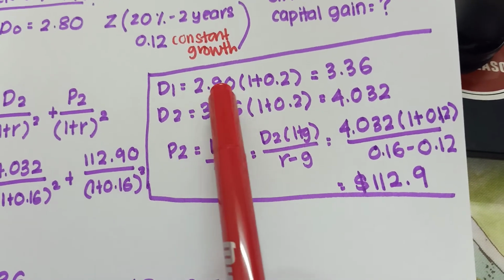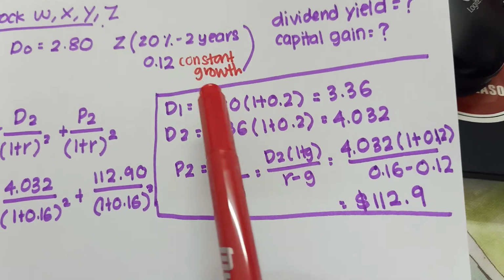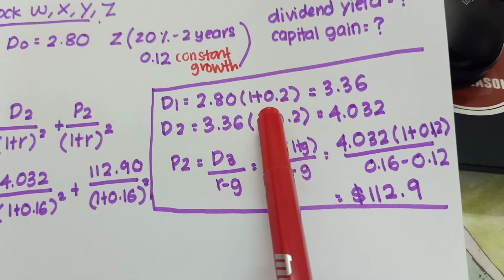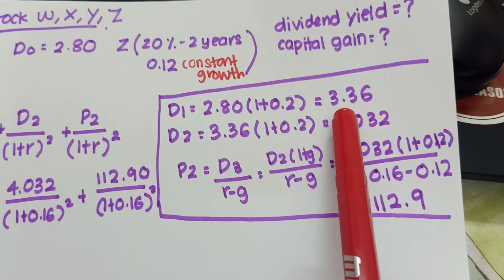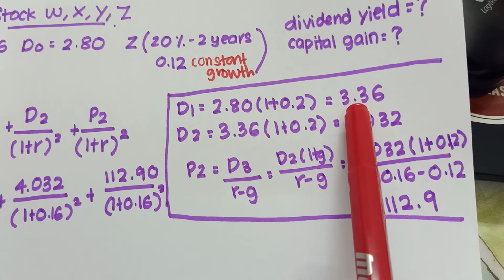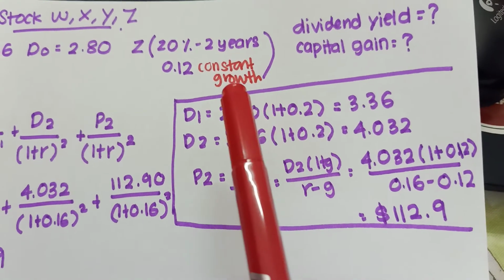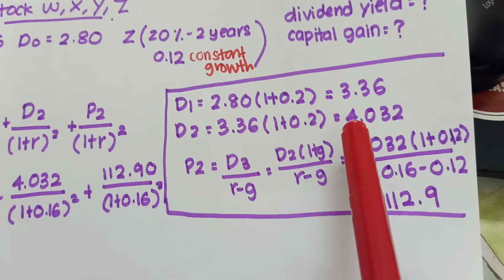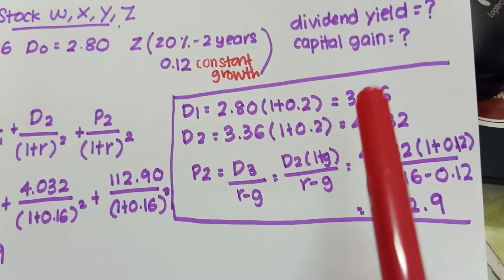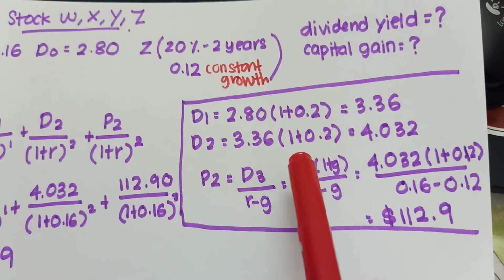So 2.8 times 1 plus the growth. The growth in the first year is 20%, so 1 plus 0.2. Then you will get 3.36. And then for the second dividend, you take the first dividend, 3.36, times 1.2, because the second year is still 20%. Then you will get the answer. Now we already know the amount of dividend in year 1 and also in year 2.